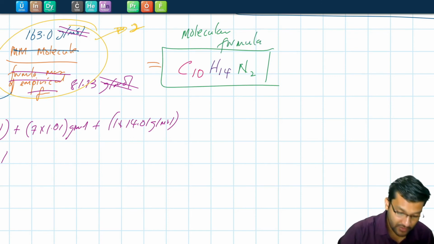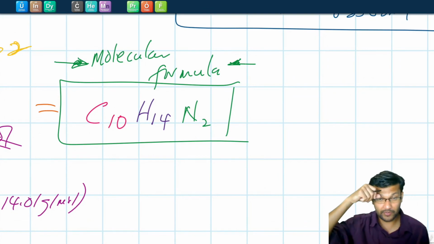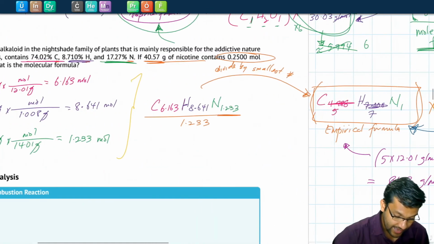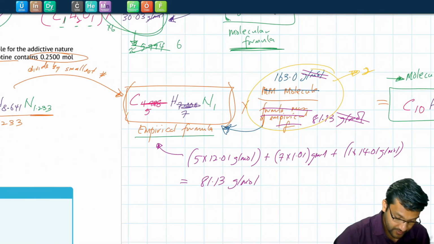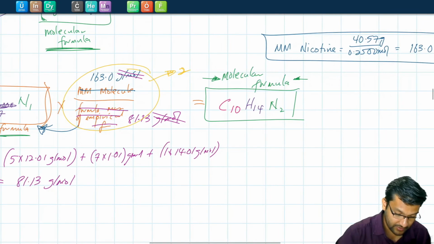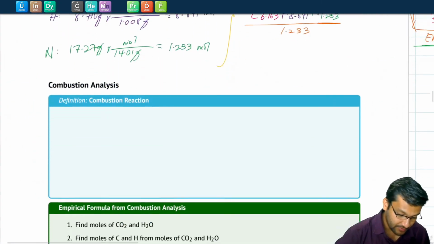I hope every one of you got this correct. If not, you can always check back on this video, send me a message, and we can see where you went wrong. But the first step is to use all of the information that we have to figure out the empirical formula, and then use the molar mass and the formula mass of the empirical formula to figure out the molecular formula.